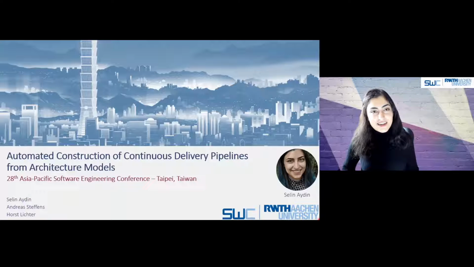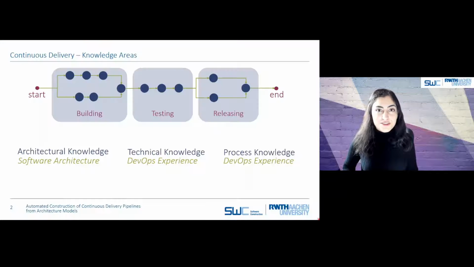Okay, let's get started with a short recap on continuous delivery. In continuous delivery, we aim to automate development tasks such as building, testing, and releasing. To do that, we define a sequence of activities organized as sub-processes in order to achieve a higher quality, save time, and avoid human errors. It is important to note that continuous delivery models are activity-based process models.